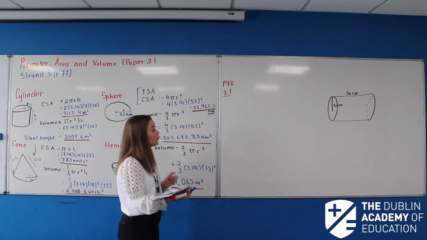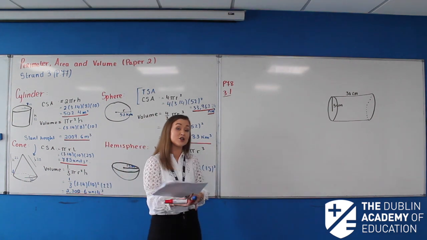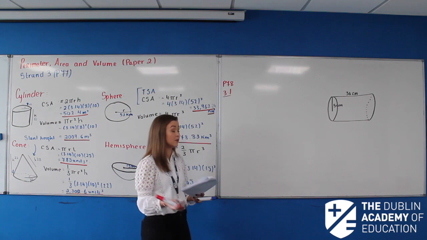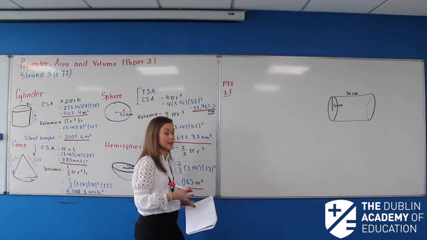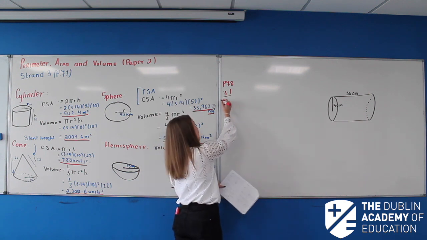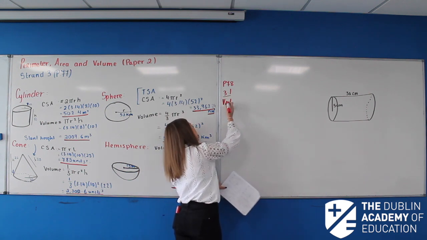Now, what I'm going to start off with here is I'm going to start off with looking for the volume of this shape here. I'm going to then go on to my total surface area. So the first part, volume of the cylinder.